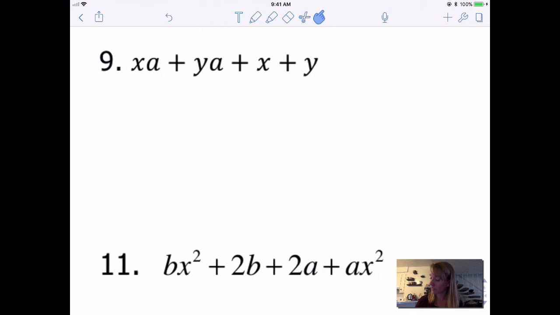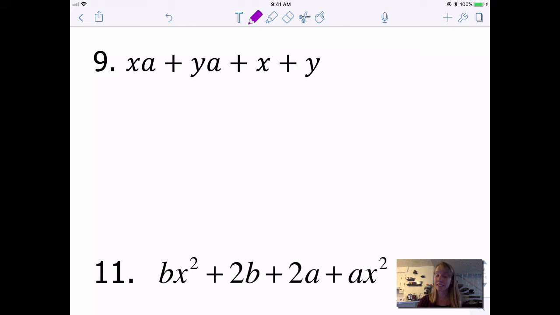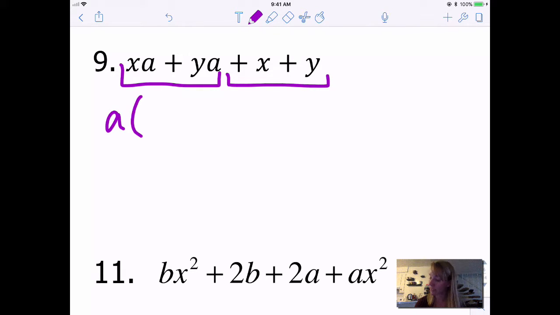All right, moving right along. I see 4 terms. If I don't have any GCF in all four, I can automatically go to factoring by grouping. So in that first group, it looks like there is an A in both terms. X times A is XA. A times Y is YA.